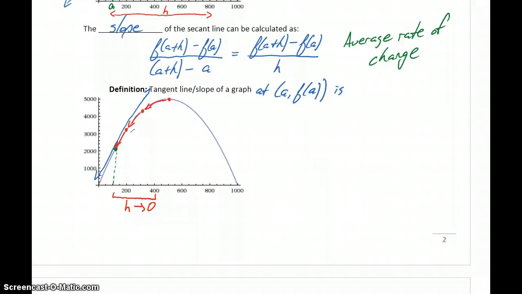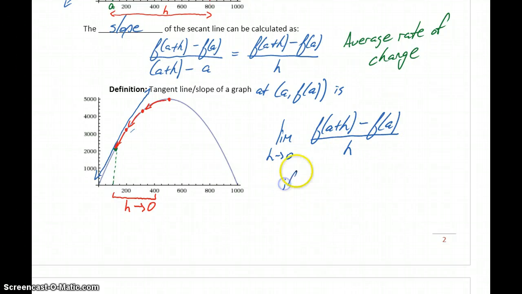So we can evaluate the slope of our graph or the slope of our tangent line as the limit as h approaches 0 of f of a plus h minus f of a over h, if that limit exists. And again, we saw this just a minute ago. This is exactly the same thing as instantaneous rate of change.